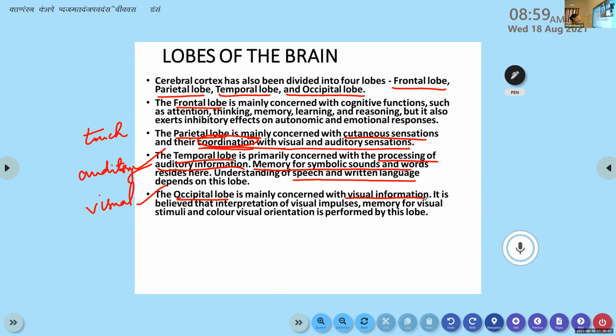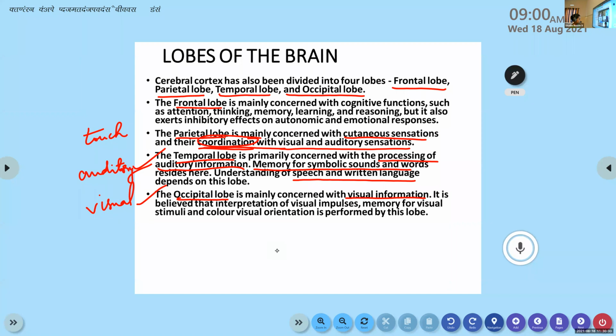Everything related to our vision, that is color, then memory for visual stimuli. That is, if you have seen a person and you have not talked with them, you have just met them before, only visual information is present. Now, if you have to remember that person's face the next time, or remember that this is the person you met last time, then you need the help of the occipital lobe.